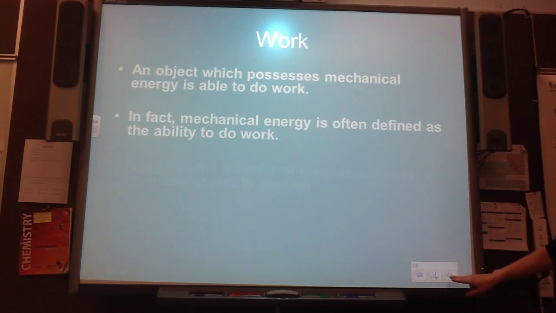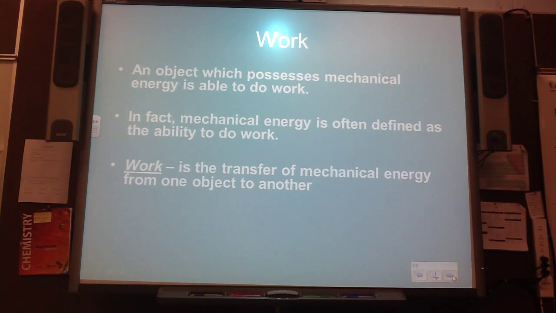So, the definition then of work is the transfer of mechanical energy from one object to another.